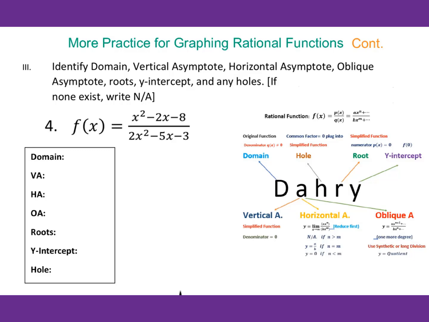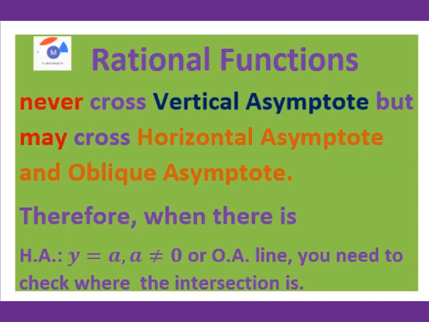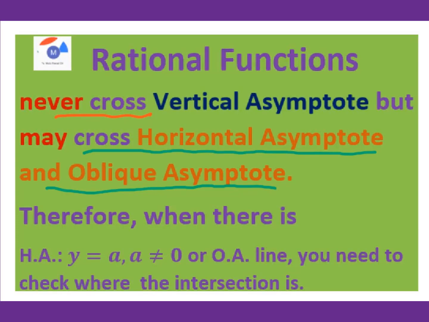This video is about more practice for graphing rational functions, continued. When you graph rational functions, remember that rational functions never cross a vertical asymptote line, but may cross a horizontal asymptote line and an oblique asymptote line. Therefore, when there is a horizontal asymptote line, y equals a, a not equal to 0, or an oblique asymptote line, you need to check where the intersection is.